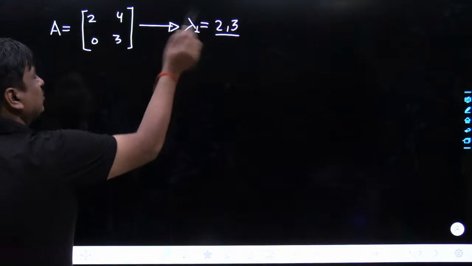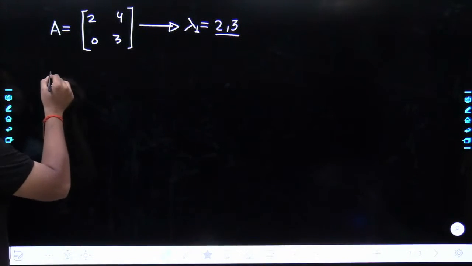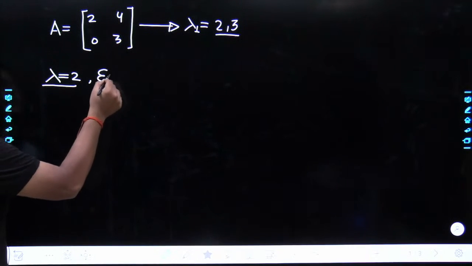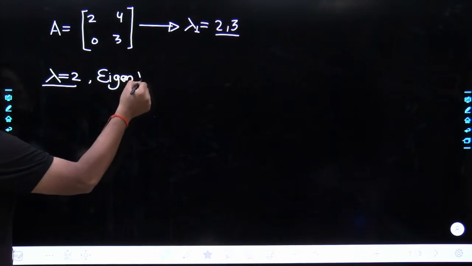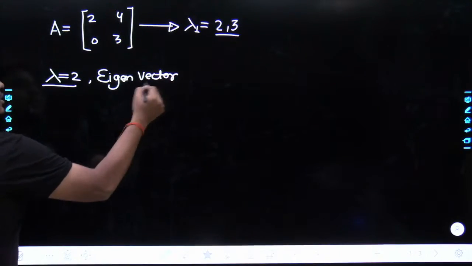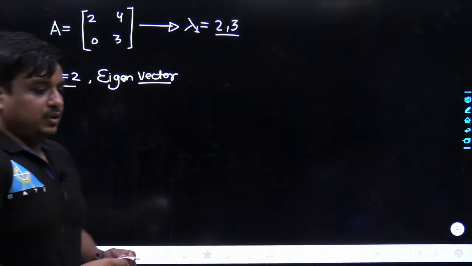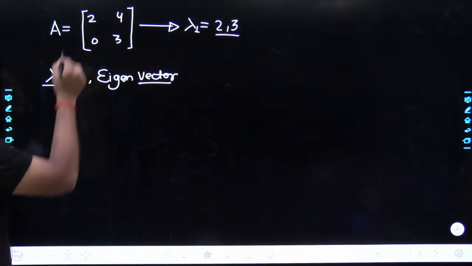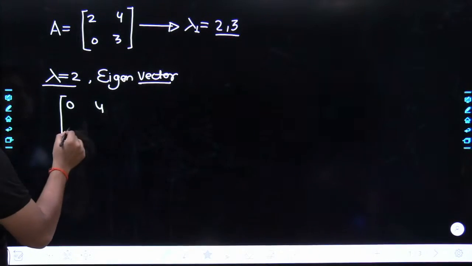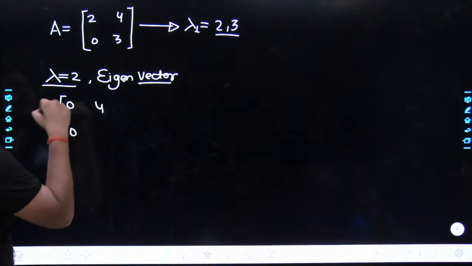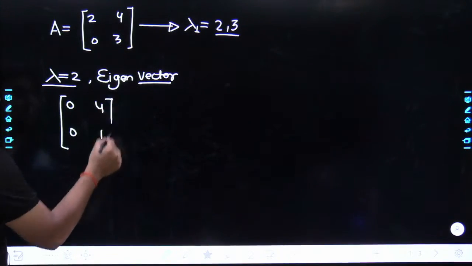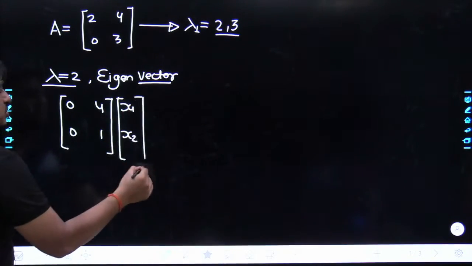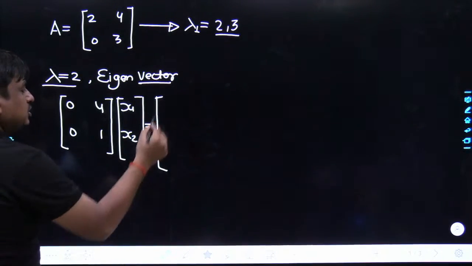So far you have calculated the eigenvalues. Do one thing: taking lambda equal to 2, also try to get the eigenvector. May I know what the eigenvector would be? It would be the matrix 2 minus 2, that is 0, 4, 0, and here 3 minus 2, that is 1, times x1, x2, equal to 0, 0.